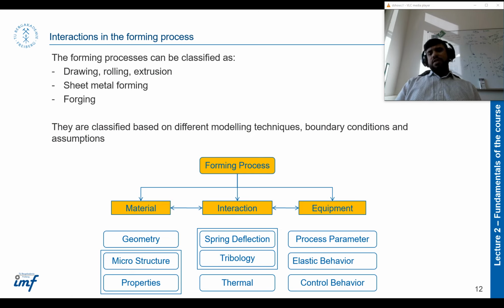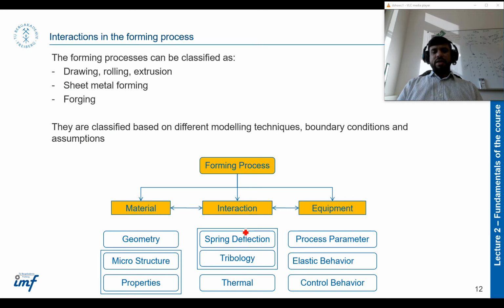So there are different kinds of interactions which take place in the forming process. And based on those interactions, the forming processes can be classified in different categories. For example, drawing, rolling, and extrusion fall under the same category because similar kinds of interactions take place in them. And then there is sheet metal forming where a different kind of interaction takes place. And then there is forging where again different kinds of factors are taking place.